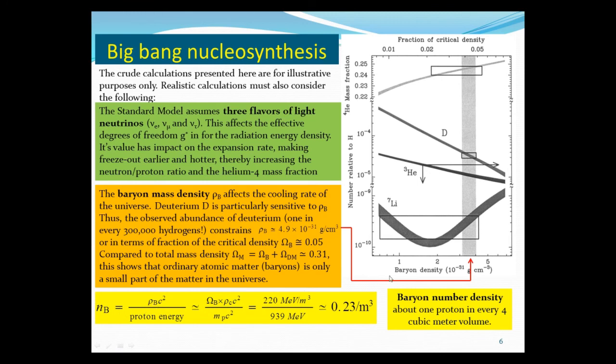Now, once you know the baryon mass density, you can divide it by the proton energy. So the baryon density is the parameter omega b times the critical density, divided by the proton rest energy. That's 939 MeV, and this 0.5% times the critical density is about 220 MeV per cubic meter. So you get about a quarter per cubic meter. Therefore, the baryon number density is about 1 proton in every 4 cubic meters of volume. Again, it's an extremely small number.